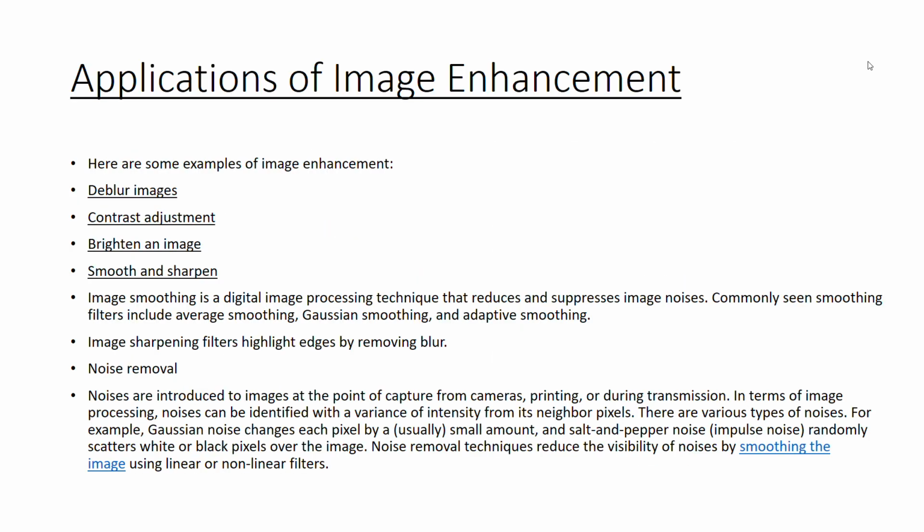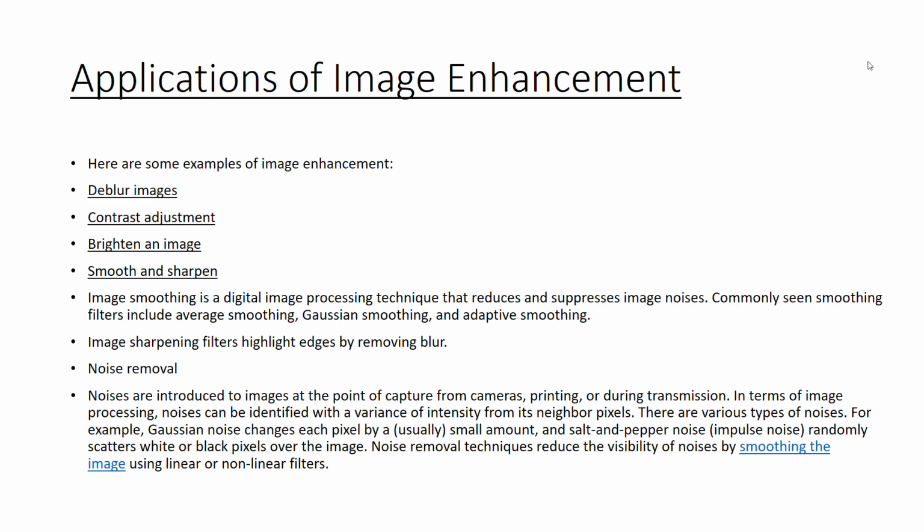So what are the applications of image enhancement? Image enhancement can be used in various applications, and it can be used to deblur an image, for contrast adjustment, to brighten an image, or to smoothen and sharpen the image. Image smoothing is a digital image processing technique that reduces and suppresses image noises. Commonly seen smoothing filters include average smoothing, Gaussian smoothing, and adaptive smoothing. Image sharpening filters highlight the edges by removing the blur.